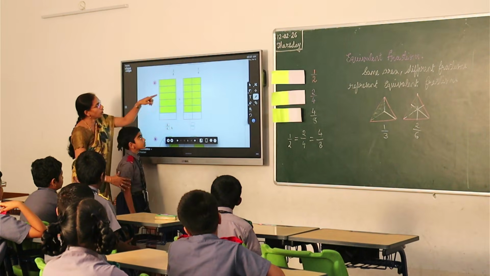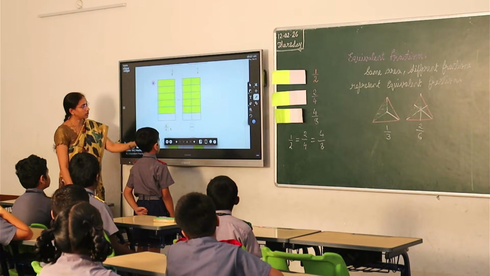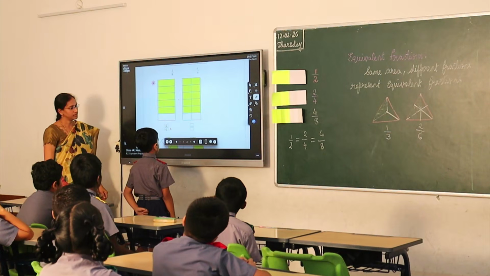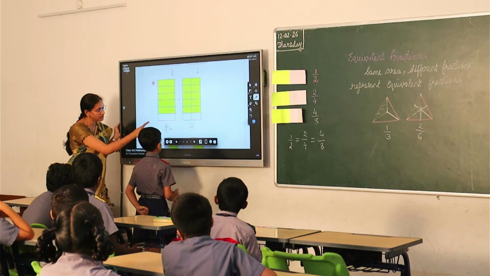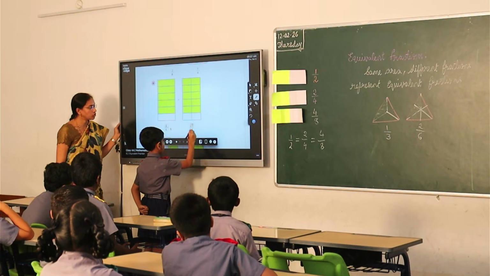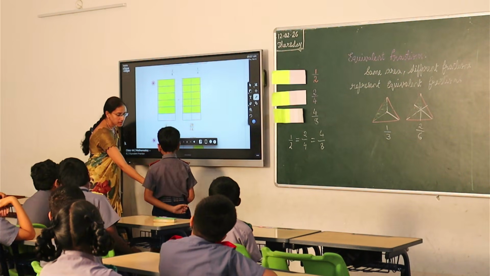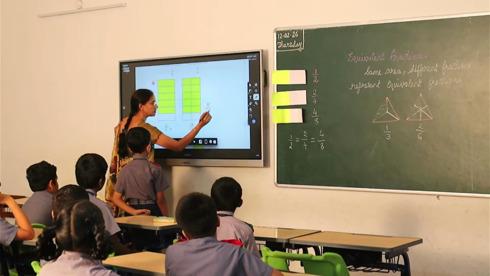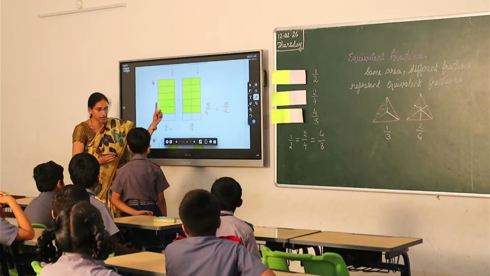Now, this one. Into how many parts is this rectangle divided? 12. Out of these 12 parts, how many parts are colored? 10. So, what fraction is representing the shaded part? 10 by 12. Yes, right. Now, I have a question for you. Both the fractions are equal. I'll write here clearly. 5 by 6 is equal to 10 by 12. He said both are equal.